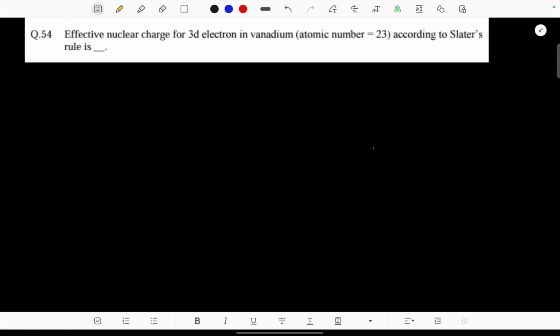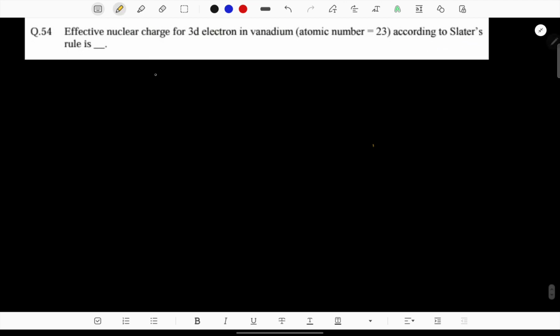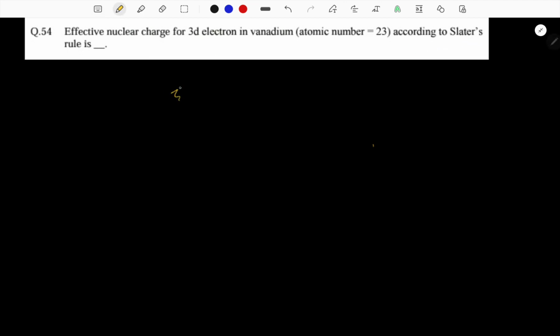So we have a question here: effective nuclear charge for a 3d electron in vanadium according to Slater's rule. We have to find the effective nuclear charge. According to Slater's rule, the formula is Z star, or Z effective, equals Z minus sigma, where sigma is the Slater's constant.